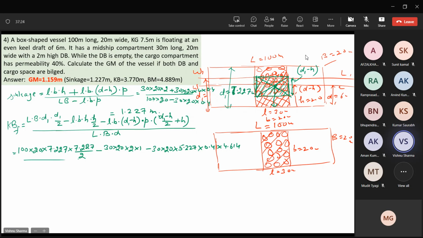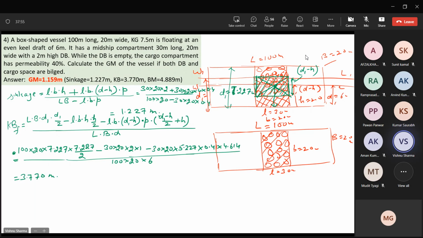Divided by the whole thing, divided by 100 into 20 into 6. Is the expression clear before you solve it? Sir, when you solve it, the answer, KB, would be 3.770 meters only, right? But is the expression clear? Sir, tell me about the lever, sir. Where is the geometric center of the green box? It is marked in the diagram. I've just marked it in the diagram, beta.